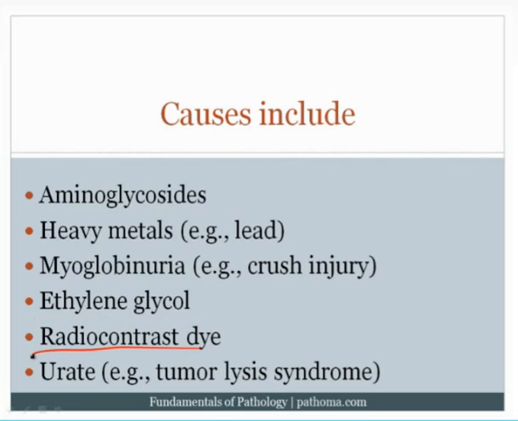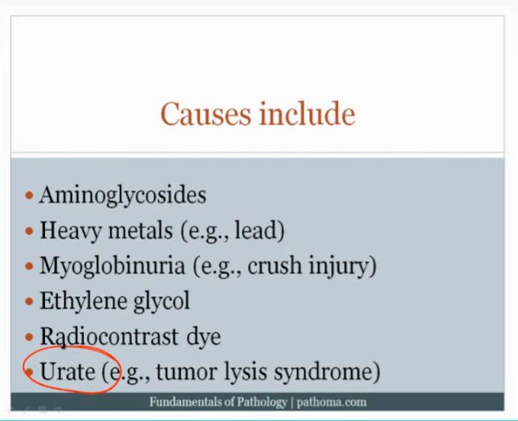Radiocontrast dye can also create an acute tubular necrosis, and then finally, urate can also do it. Now, the classic example of a urate nephropathy would be where patients undergo tumor lysis syndrome. So, for example, if a patient has an acute leukemia and you treat them with chemotherapy, that chemotherapy is going to rapidly kill the large amount of cells that are floating around in the blood. And so that rapid death of the cells results in rapid breakdown of nuclear material, which increases the uric acid levels. Of course, that uric acid could then damage the tubules via acute tubular necrosis.